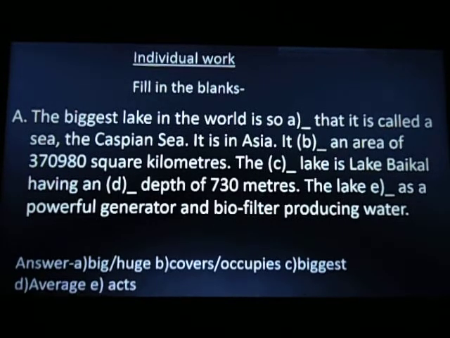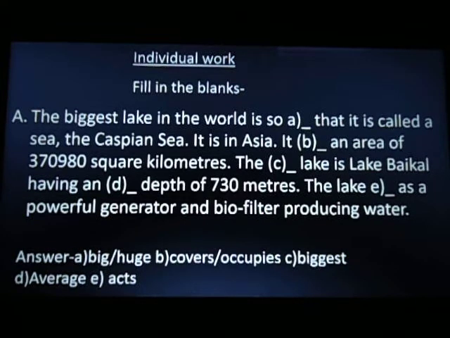I'm providing the answer for you also. You can see the biggest lake in the world is so big or huge that it is called a sea, the Caspian Sea. It is in Asia. It covers or occupies an area of 370,980 square kilometers. The biggest lake is Lake Baikal, having an average depth of 730 meters. The lake acts as a powerful generator and biofilter producing water.